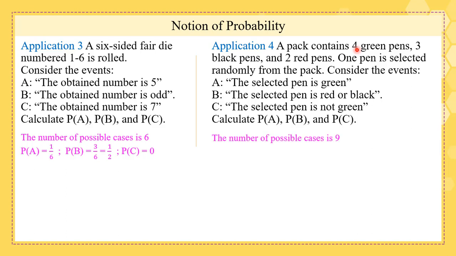The total in this case would be 9, which is the number of all pens. P of A, green is 4 out of 9, and P of B, red or black. Well, red or black, we have to add the red and the black. We have 5 over 9. And C is not green. If it's not green, it's going to be either black or red, so it would be also 5 over 9.